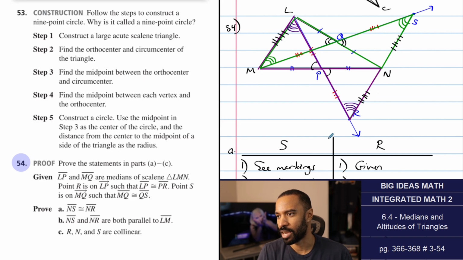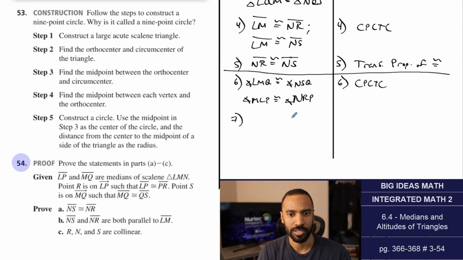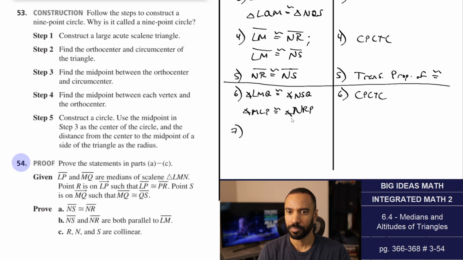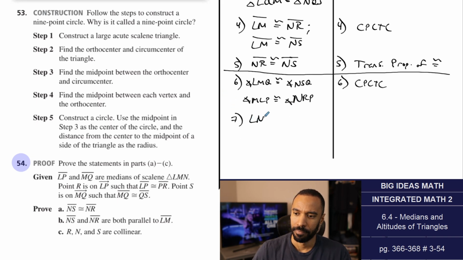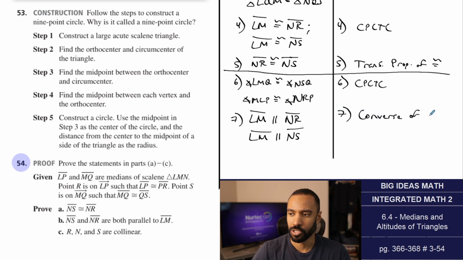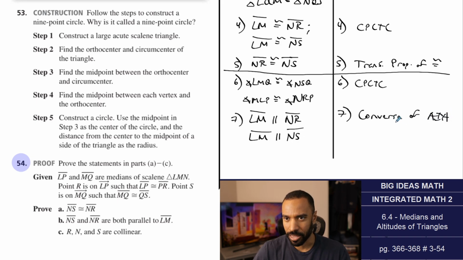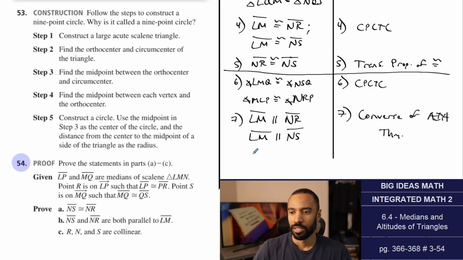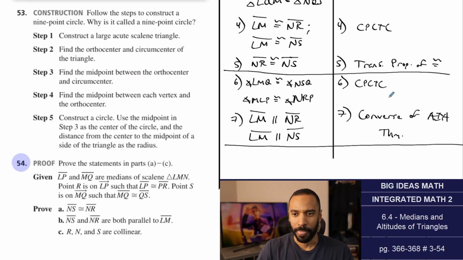LM is parallel to NR. LM is parallel to NS. Is that what they wanted? Yeah. LM parallel to NR. LM is parallel to NS. This is the converse of the alternate interior angles theorem: if alternate interior angles are congruent, then the lines are parallel. That's part B.